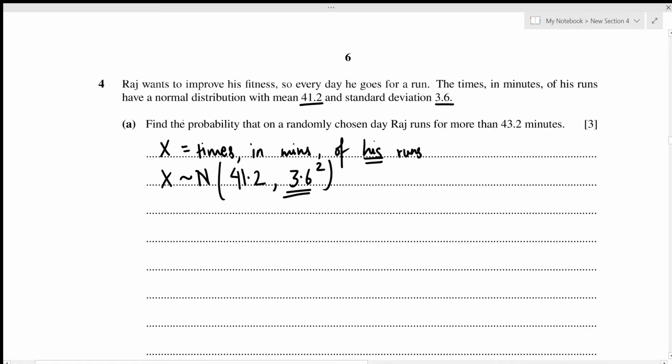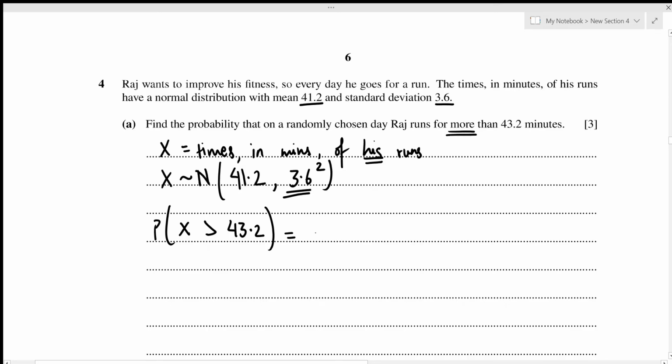because the second parameter is going to be that of the variance. Now, for the first part, we need to find the probability that on a randomly chosen day, Raj runs for more than 43.2 minutes. So that's just the probability X is greater than 43.2, because we're talking about more than 43.2.